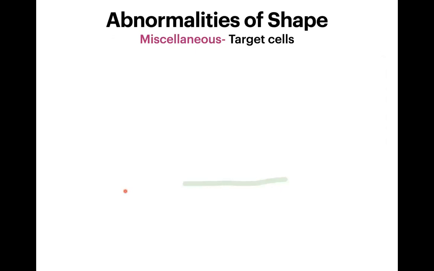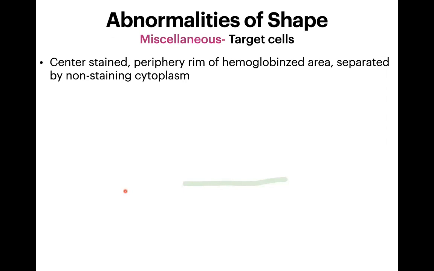Then coming to the miscellaneous abnormalities of RBC shape, one is target cells. Target cells, they appear like a target. So the center is stained, and the peripheral rim of the hemoglobinized area is there. In between, there is a non-staining area. So it looks like a target.